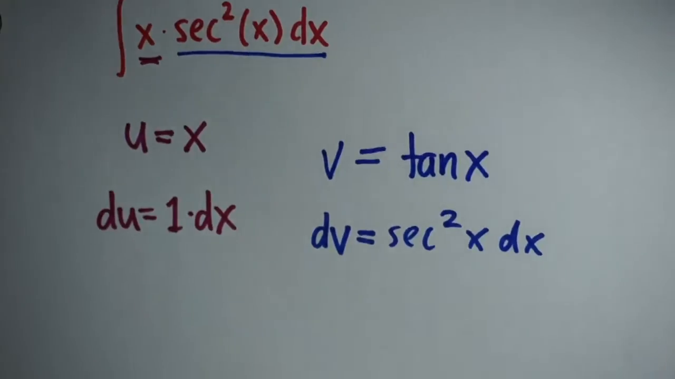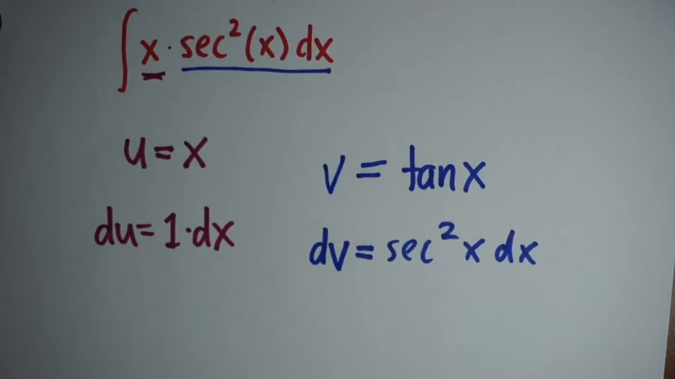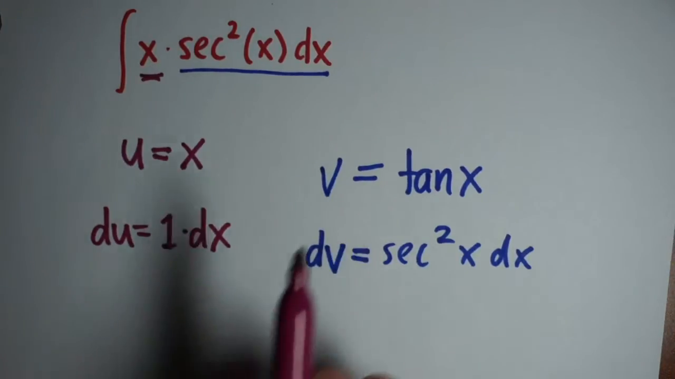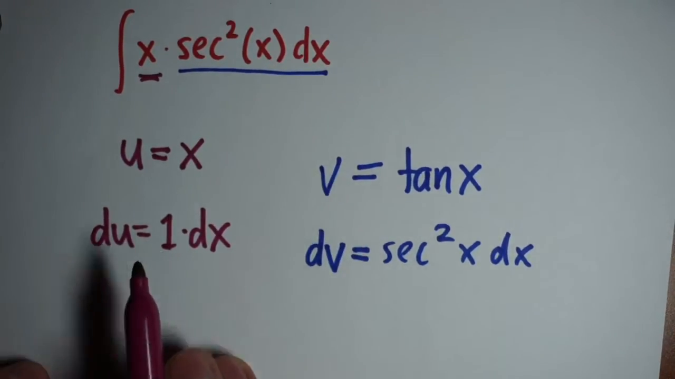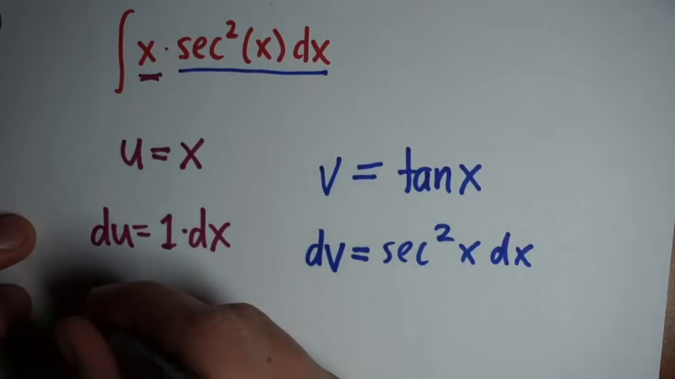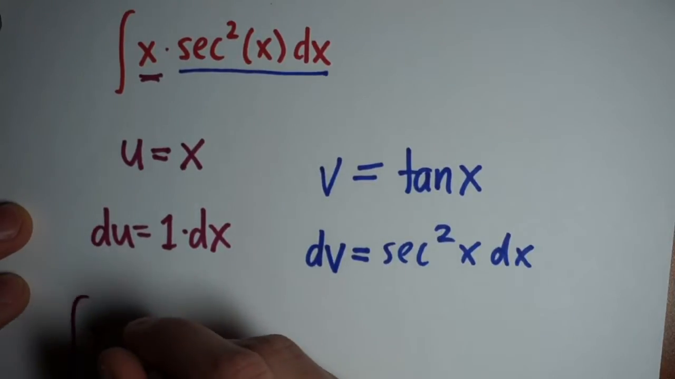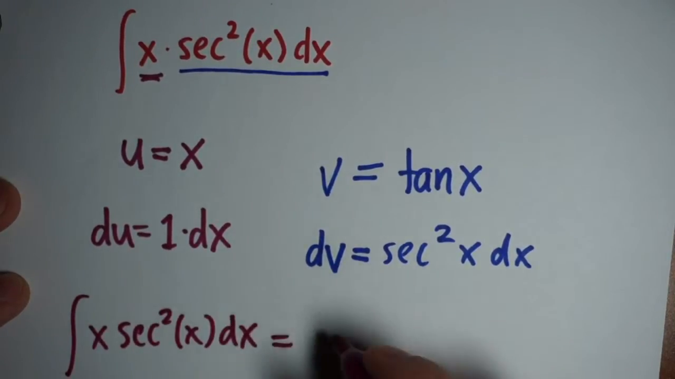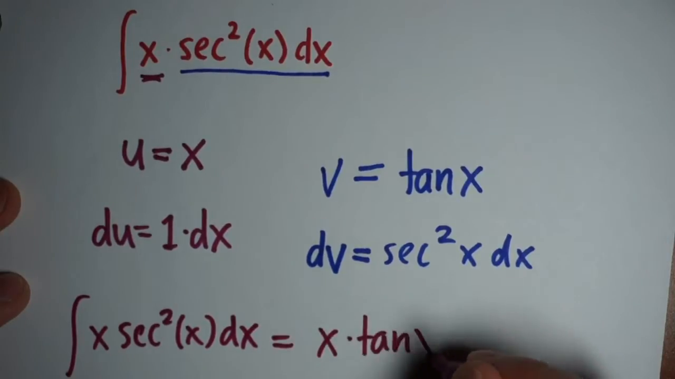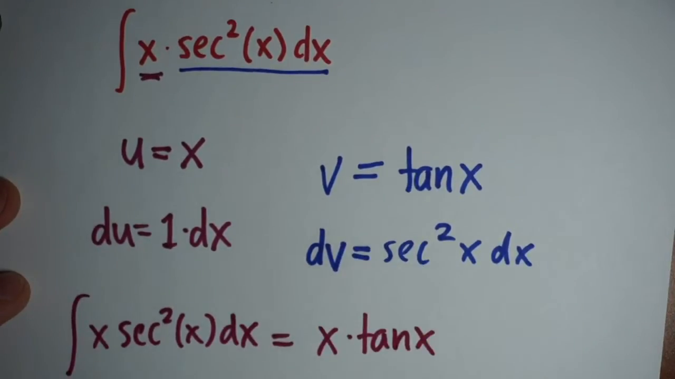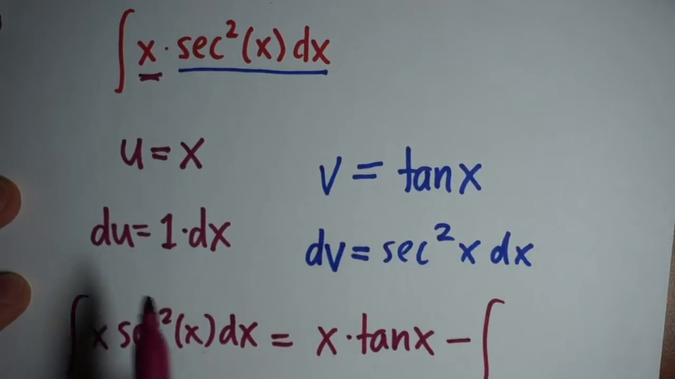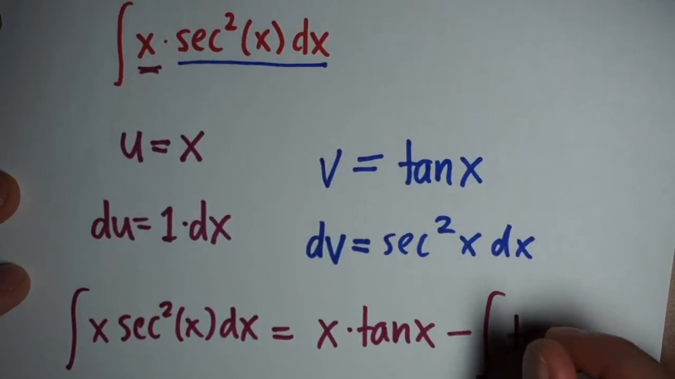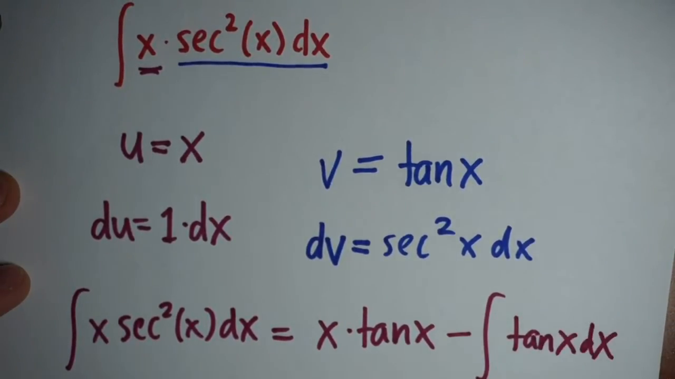So the formula we know combines the u's and the v's, and the du's and the dv's to come up with something that also still has an integral. The integral of u dv is going to be u times v minus the integral of v du. So in this case, the integral of x secant squared of x dx is equal to x times the tangent of x, that's u times v, minus the integral of v times du. So the integral of tangent of x times dx.